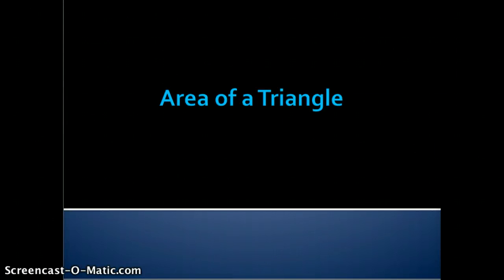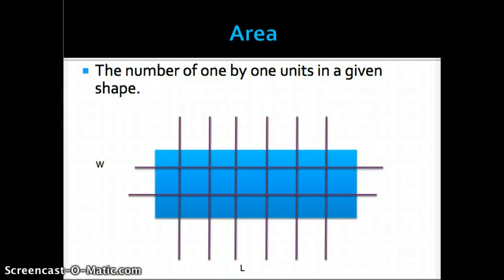Alright, today we'll be talking about area of a triangle, but before we begin, we have to start by discussing what area is. And area is the number of 1 by 1 units in a given shape. So here we can see that we have a rectangle with W rows, each with L columns in them.